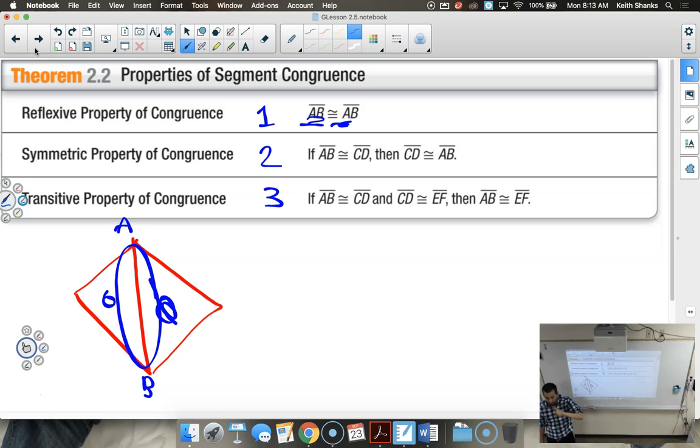Reflexive is talking about one thing only. Blank is equal to itself. Symmetric property: if A is congruent to B, in this case AB is congruent to CD, then CD is congruent to AB. You could switch the order. And transitive, kind of like the law of syllogism, like Maddie was talking about. There's 3 concepts.